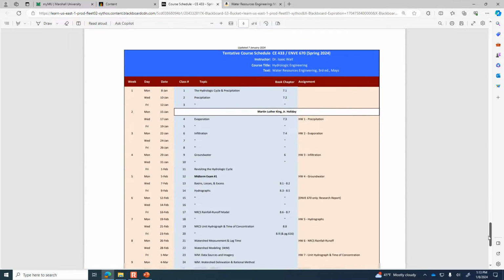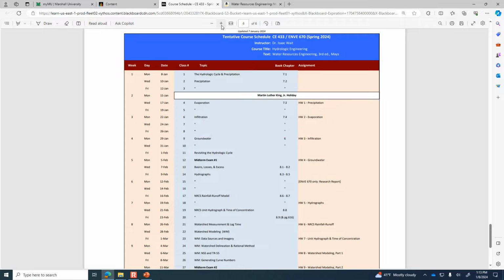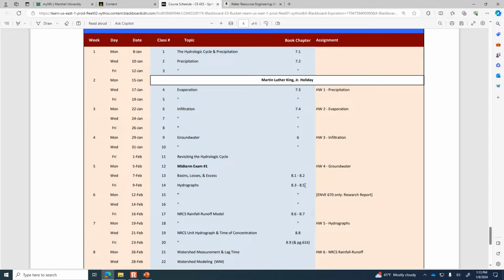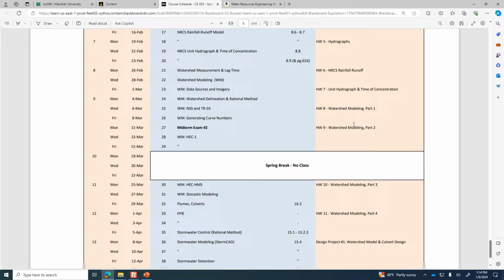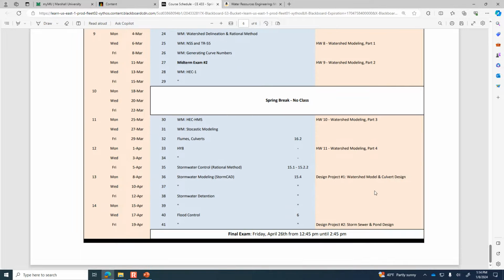So here's the schedule that shows which topics we're going to be covering on what days and when you can expect homework assignments. So you'll see that the first homework assignment is due on Wednesday the 17th. Then the following one after that is due on Monday the 22nd, and so on through the rest of the semester. The graduate students in the course have a research project report that's due on February 12th, and then this column also has when each of the design projects need to be submitted.